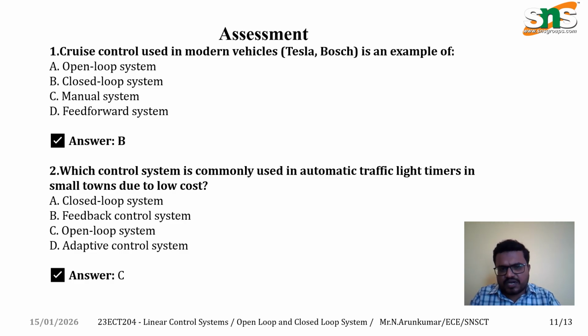And next one: which control system is commonly used in automatic traffic light timers in small towns due to low cost? Closed loop system, feedback control system, open loop system, or adaptive control system. It comes under open loop system because it is free of feedback control. We don't have any control here. Once you give the corresponding inputs to the system, it operates automatically.